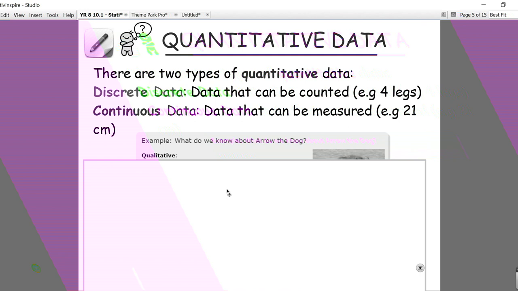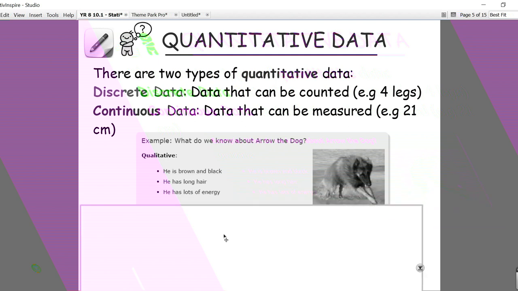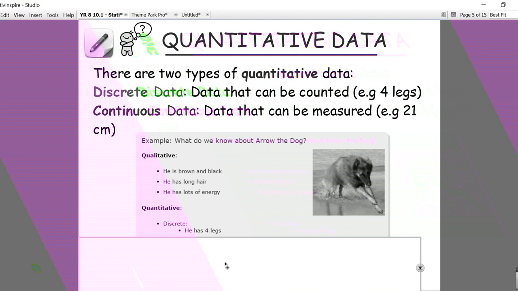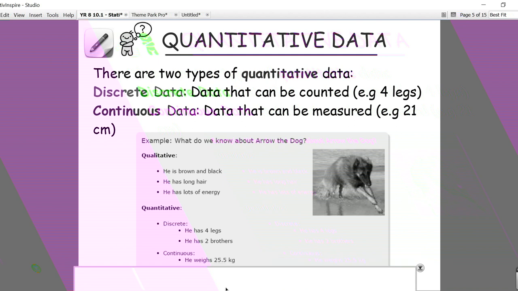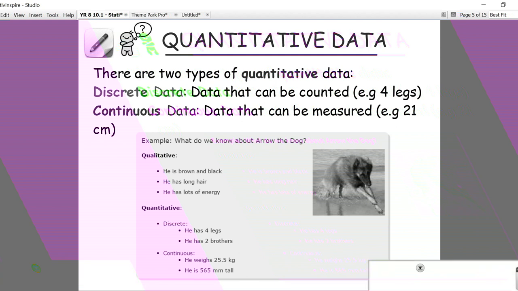If you were asking me, what is your age, is it discrete or continuous? It could be maybe even both. We're going to see an example here. We've got the dog. In terms of qualitative data, we can say that he's brown and black, he has long hair, and he has lots of energy. If it was quantitative, we can say that the discrete data is that he has 4 legs, has 2 brothers, and the continuous is that he weighs 25.5 kilos and is about half a meter tall.